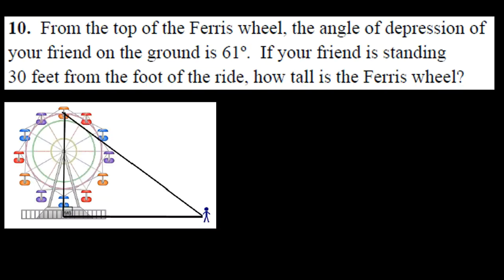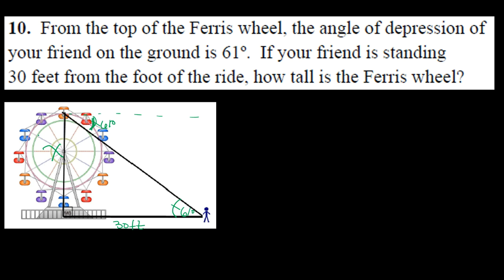Number 10, looks like I'm missing number 9. From the top of the Ferris wheel, the angle of depression of your friend on the ground is 61 degrees. If your friend is standing 30 feet from the foot of the ride, how tall is the Ferris wheel? So we're looking for how tall the Ferris wheel is, the angle of depression. So the angle of depression right here is 61, and we know these two angles are congruent. So this is also 61 degrees. And this part is 30 feet. We want to know how high the Ferris wheel is.